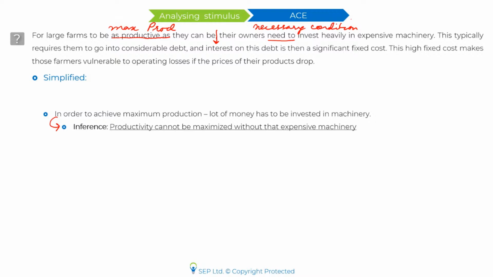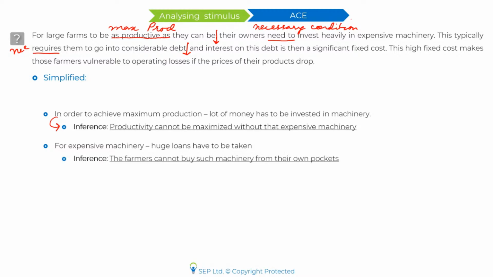Let's move on. This typically requires them, another necessary requirement, to go into considerable debt. So we are saying for expensive machinery, huge loans have to be taken. And right on the heels of this thought comes to my mind that farmers probably don't have enough money on their own to buy such machinery. That is why they have to take loans. And interest on this debt is then a significant fixed cost. So if these huge loans have to be taken, then these owners have to bear the burden of a higher fixed cost.